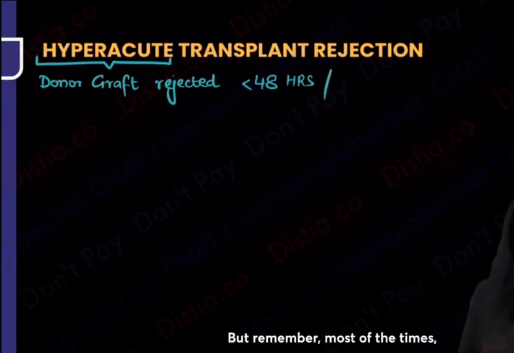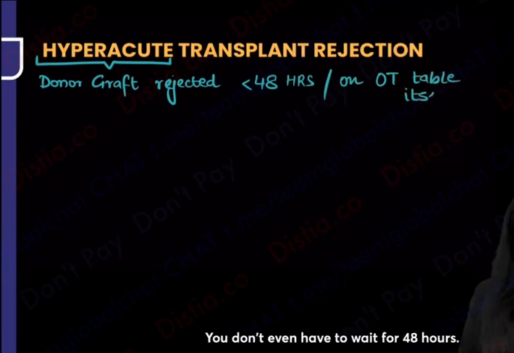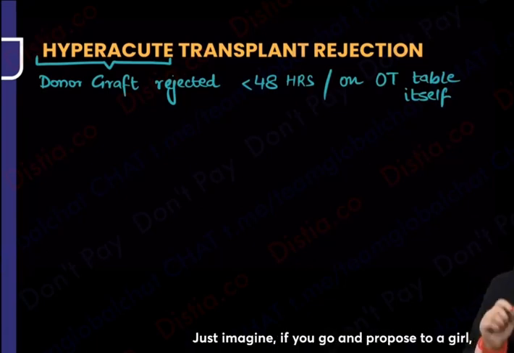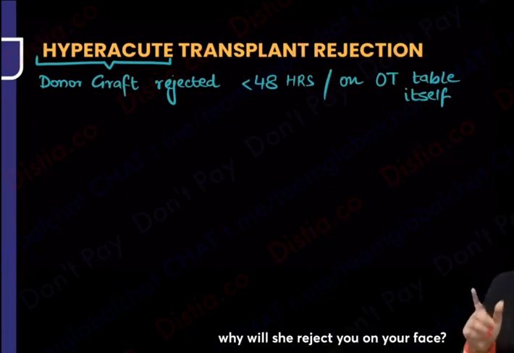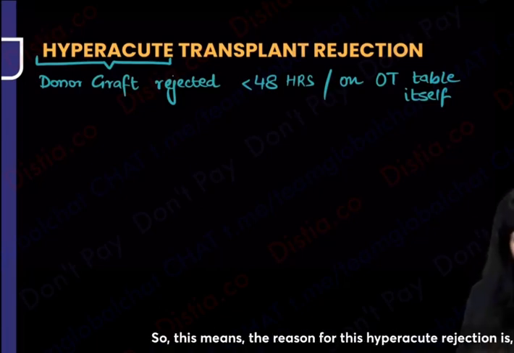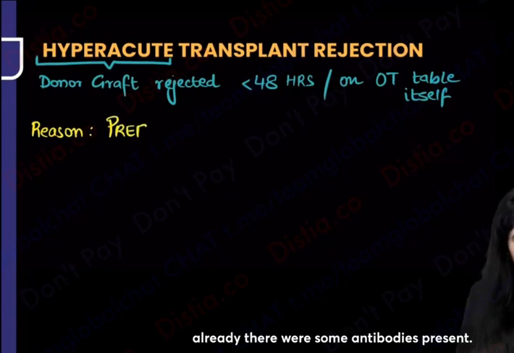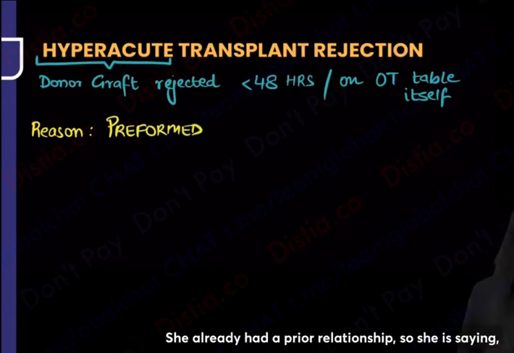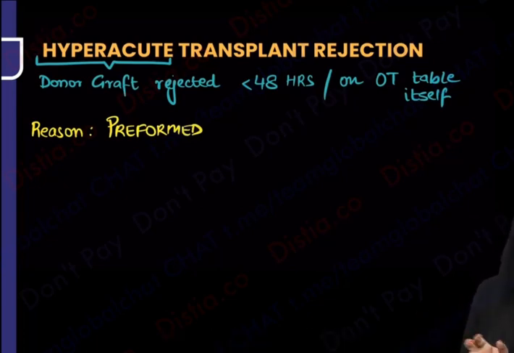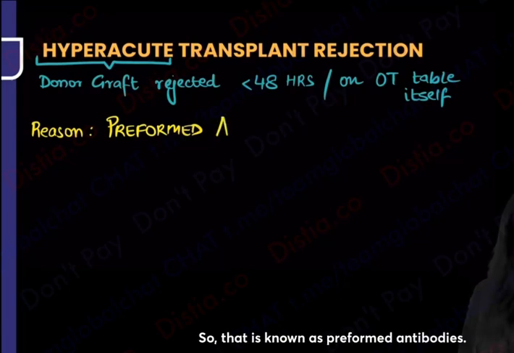But remember, most of the time it is on the OT table itself. You don't even have to wait for 48 hours. It is going to be rejected on the OT table itself. Have you wondered why? If you go and propose to a girl, why will she reject you on your face? Because she already has a relationship earlier, she is already with someone else. So the reason for this hyperacute rejection is that some antibodies were already present. She already had a prior relationship, so she's saying, I'm already in a relationship, so I can't accept you. Very sad story. That is known as preformed antibodies.